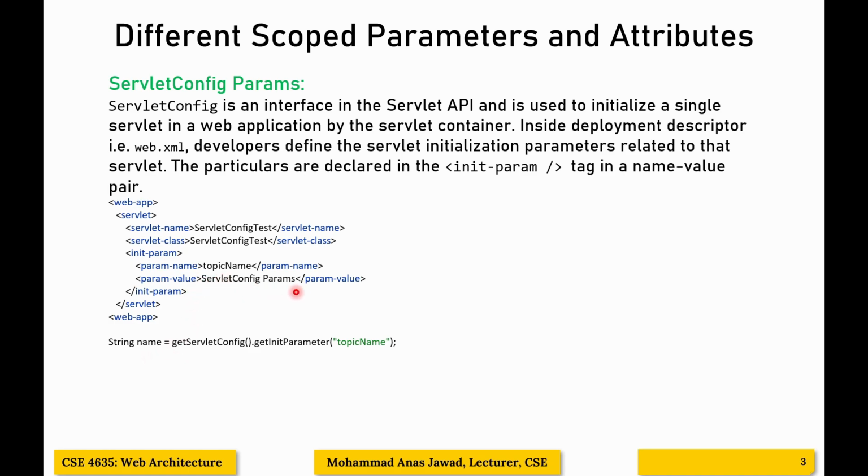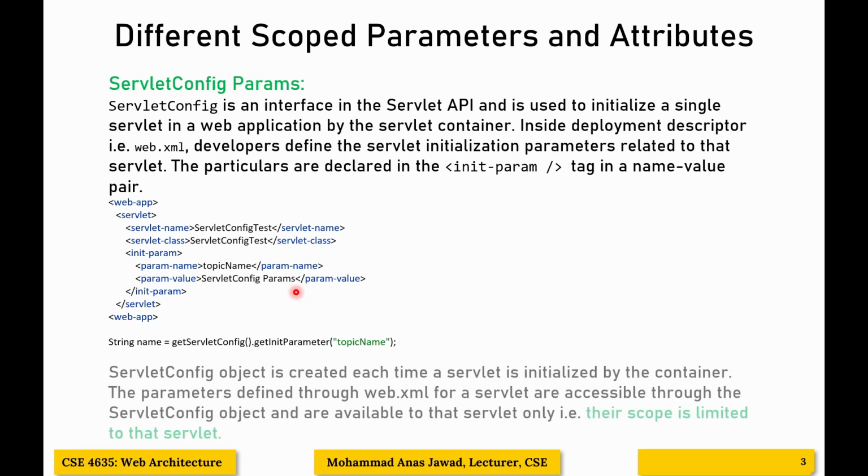Okay. So when it comes to servlet config, what you need to remember is for each servlet that is present inside your web application, one servlet config object is always going to be created. The way you can access the initial parameters that have been defined for that specific servlet is by using this servlet config object. So we can say that the scope of these parameters is restricted to that servlet. Essentially, that means you cannot access this topic name parameter from some other servlet. This parameter is only going to be available under the servlet config test servlet. All right.